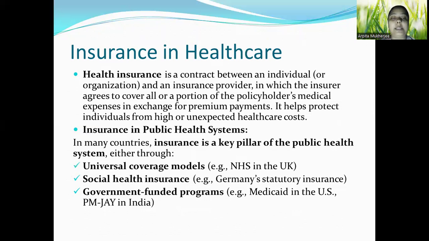Insurance in public health system. In many countries, insurance is a key pillar of the public health systems, either through a universal coverage model, as we can see in the UK for the national health schemes, or the social health insurance under the German statutory insurance, or the government-funded programs, for example Medicaid in the US and even in India.